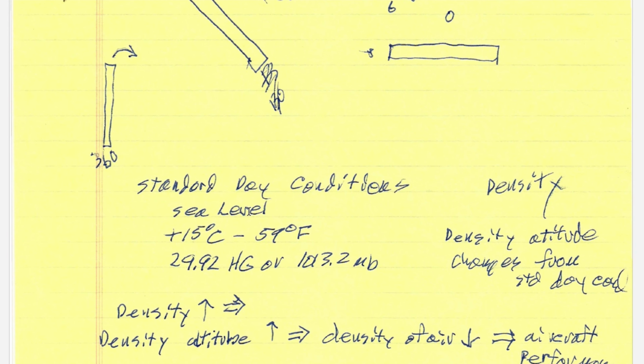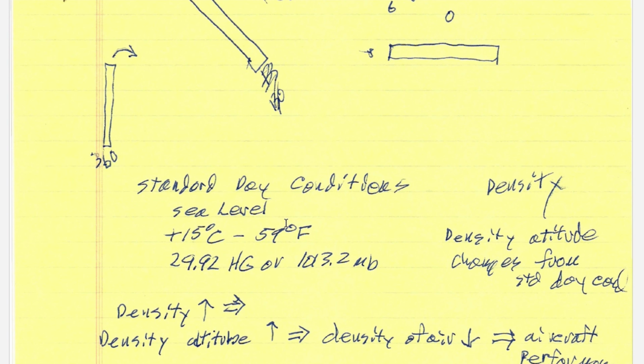Standard day conditions. That is at sea level, 15 degrees Celsius, which is 59 degrees Fahrenheit, at 29.92 inches of mercury, or 1013.2 millibars. Okay, that is your standard day conditions.